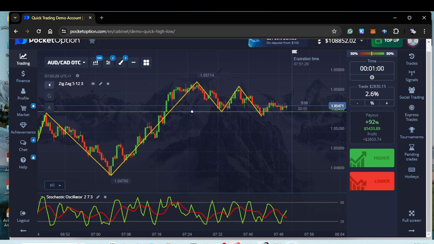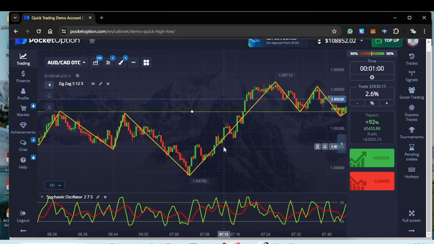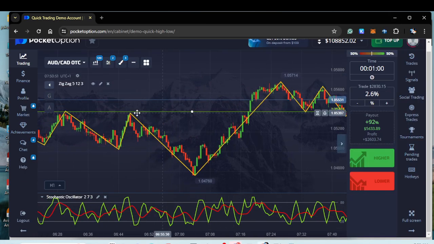Now let me quickly show you the rules. The rules are very simple. For a buy trade, or a buy setup, look for a trend using the zigzag recent high break with candle closure, or candle body closure, to confirm a bullish trend, which is the point I just explained to you guys. This is a recent high, this is a recent low. Price broke it for a low, but I'm looking for a buy.